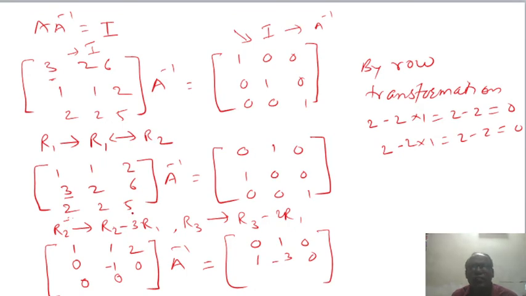Then what about here? 5. 5 minus 2 into R1. R1 is 2. That is 5 minus 4, and 5 minus 4 is 1. Is it clear? This means the lower triangle becomes 0, 0 and 0 with the help of this. Is it clear? This is nothing but your transformation R2 and R3.